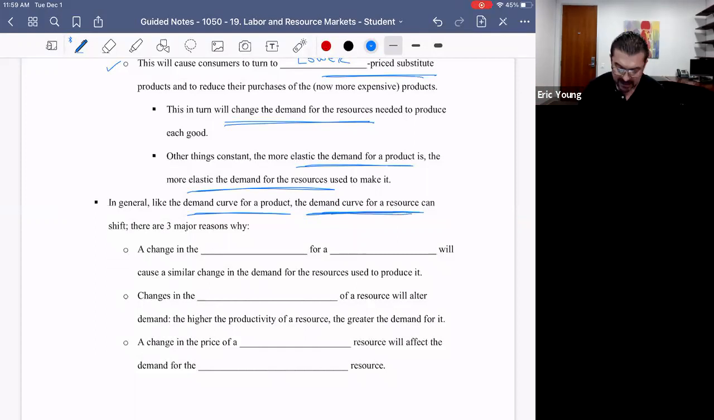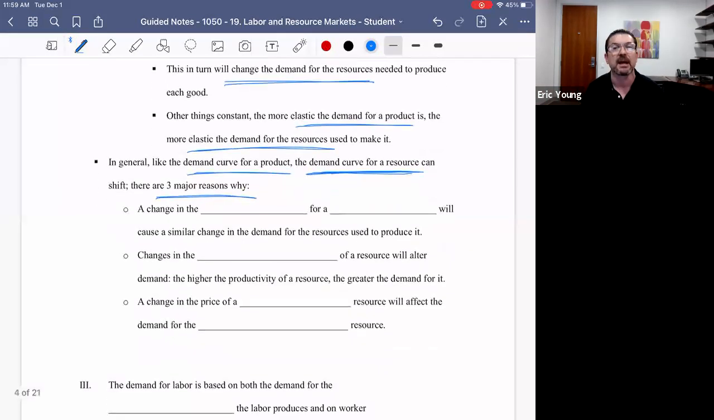The question you should be asking is, why? And we believe in economics that, broadly speaking, there's 3 general reasons why a resource demand curve can shift. Number 1, a change in the demand for a product. This should make sense because of derived demand. So the first reason, a change in the demand for a product will cause a similar change in the demand for the resources that make the product.